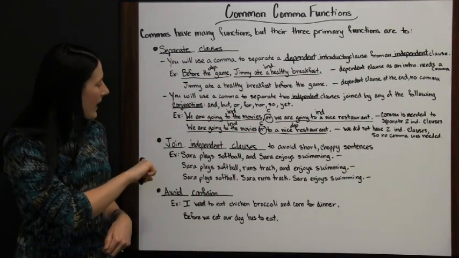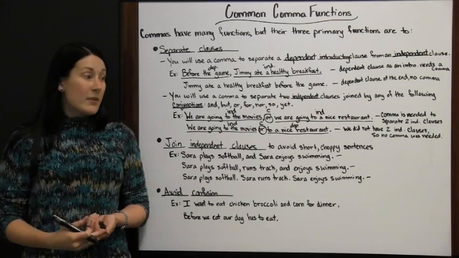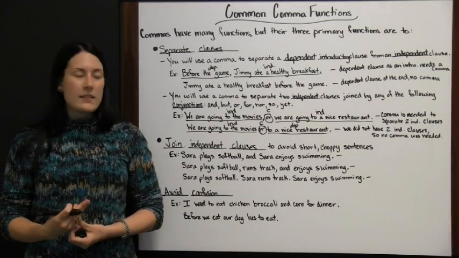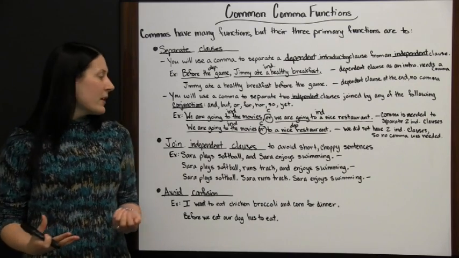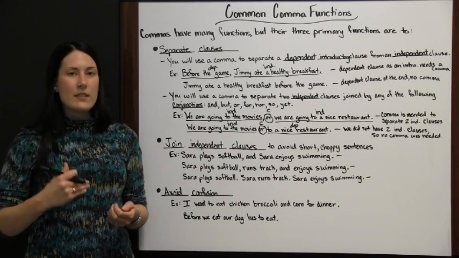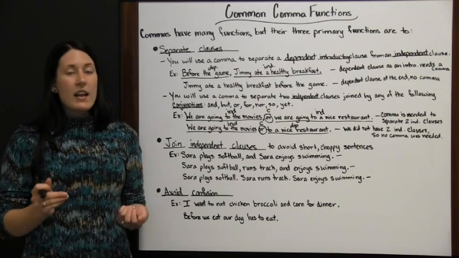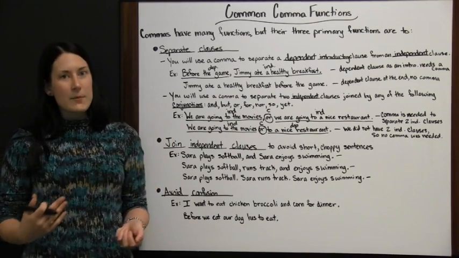Okay, now let's look at the second primary function of a comma. To join independent clauses, to avoid short, choppy sentences. So generally, whenever we are going to join independent clauses, we're doing it so that we don't have a series of short, choppy sentences. Now you're going to see that this might look a little similar to where we separated independent clauses.